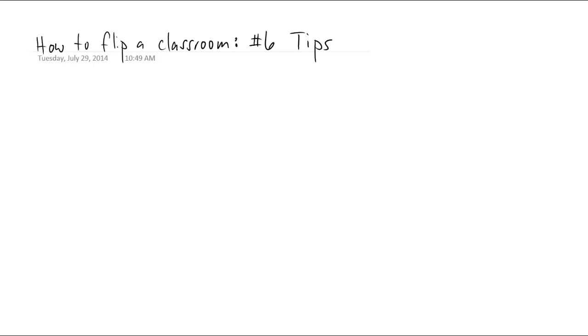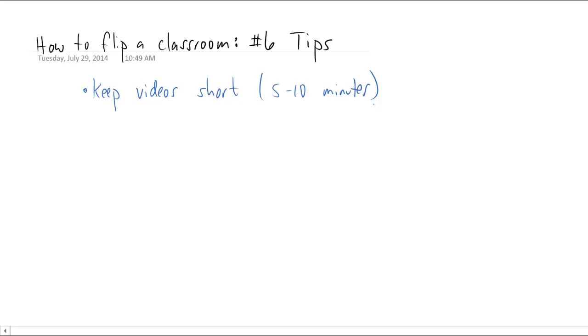We're up to video number 6 now, and I'm just going to give you some tips on things to do and things not to do, just a few things that I've learned in the last few years of creating these videos. My first tip is to keep videos short. I notice that when I exceed about the 10-minute mark, my students start to get a little bit whiny. So try to keep them short. In my opinion, 2 5-minute videos is better than 1 10-minute video.